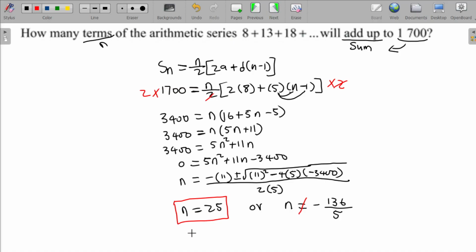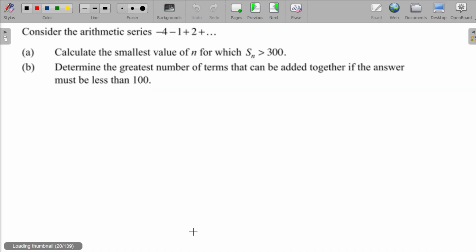Hopefully, we are still on the same page there. Now, let's come to this one.